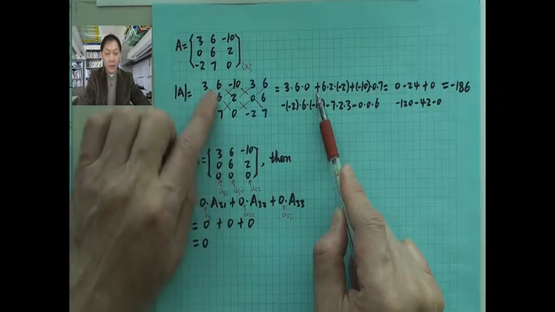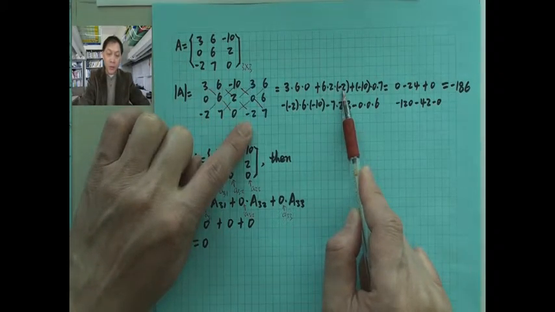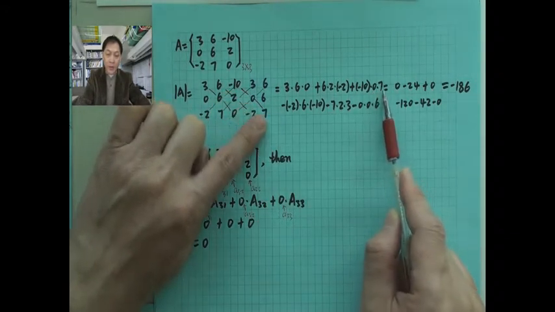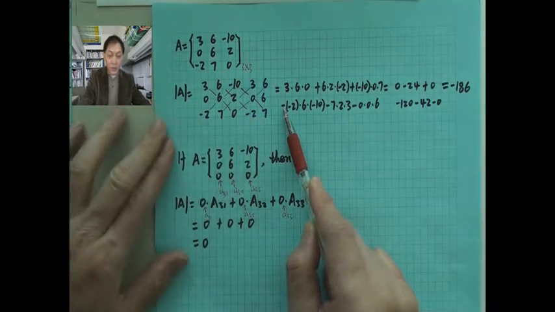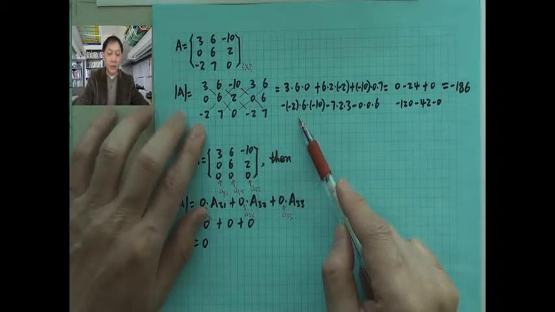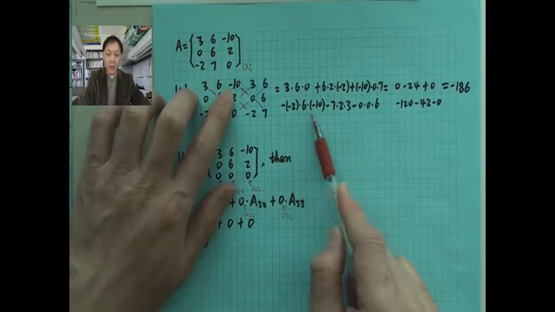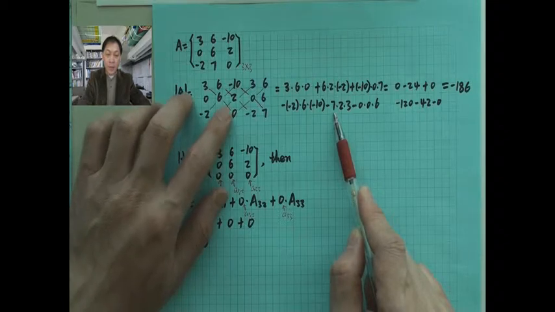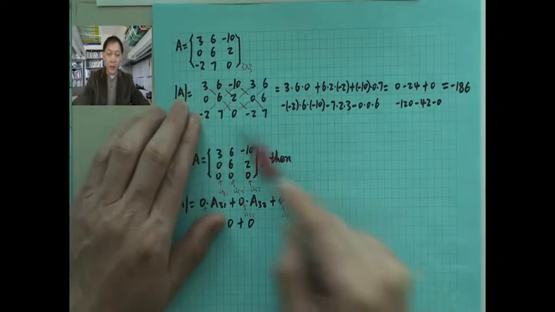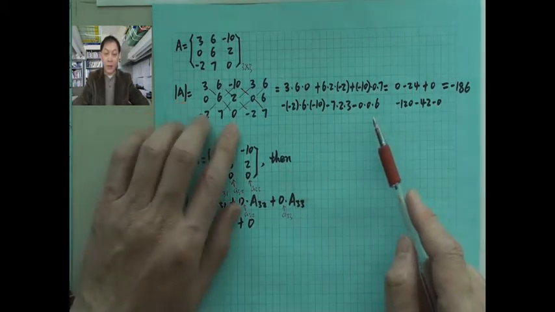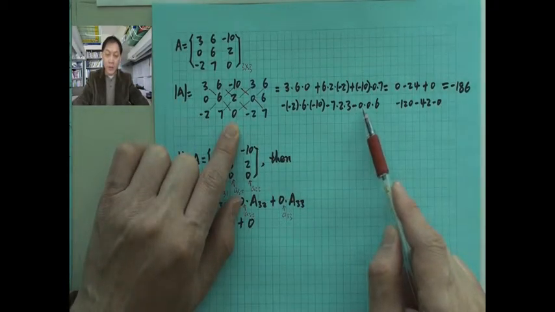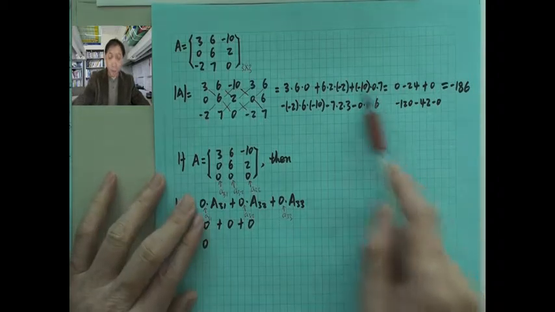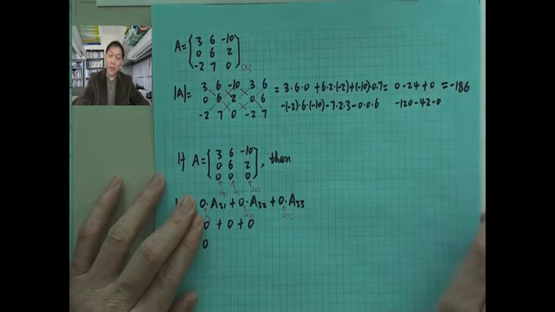Now you do 3 times 6 times 0 plus 3 times 2 times negative 2 plus, you go this direction, negative 10 times 0 times 7. And then minus this direction: negative 2 times 6 times negative 10, and then minus 7 times 2 times 3. So this direction is always minus. And then minus, again minus, 0 times 0 times 6. This way you also get the determinant, and it's much easier and quicker.